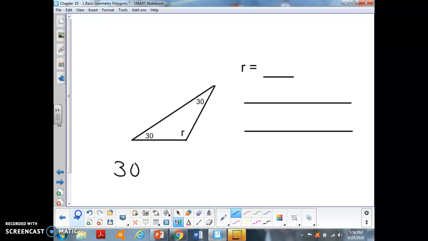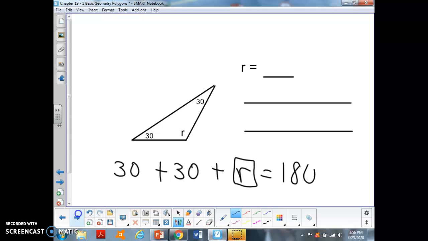All right, here we go. We need to get it so that all three measurements, that's our variable r, equal 180. 30 plus 30 equals 60. So I'm going to subtract 60 off over here. I get 120. So that's my third measurement. I know now r equals 120 degrees. I can write that in right there.